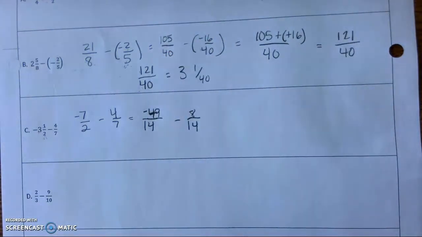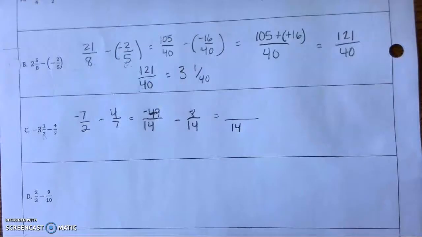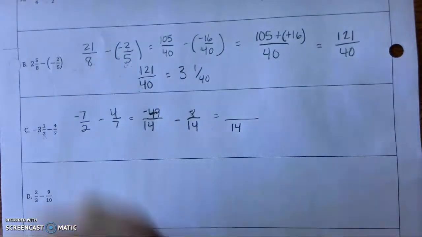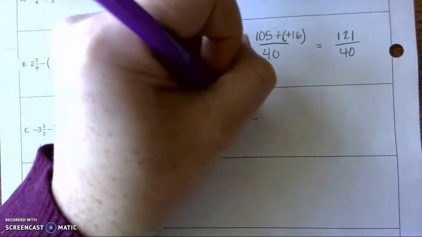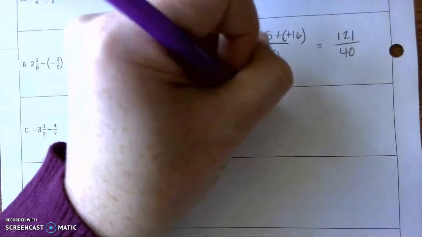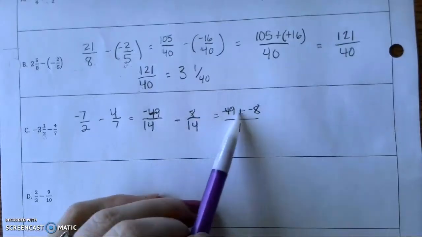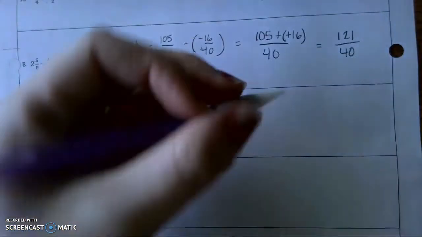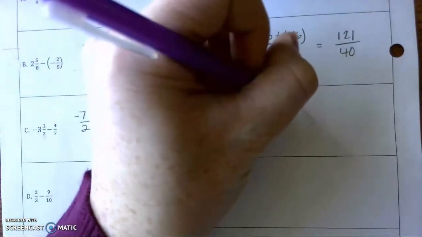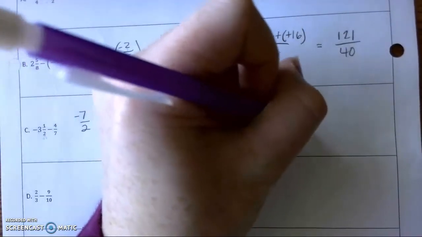So now we have our two fractions with common denominators. My next fraction is going to have a denominator of 14, and I'm going to do my operation up top. So negative 49 plus negative 8. Okay, so remember when we're subtracting a positive 8, we can add a line and change the sign so we get negative 49 plus negative 8. And when we do that, we would get negative 57. Okay, so negative 57 over 14.